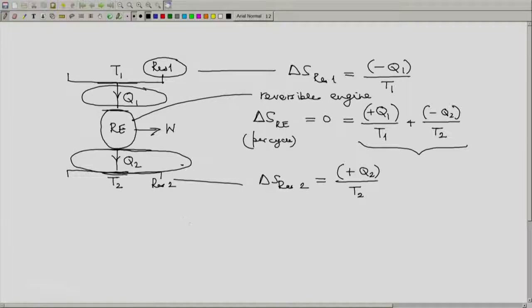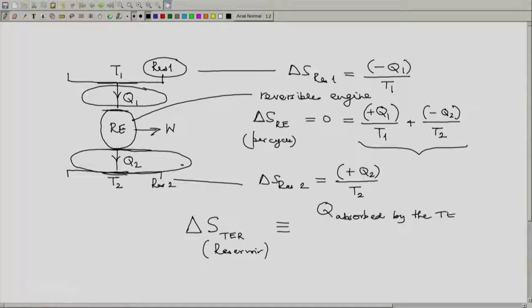Generalizing this, we should note this general case that delta S of a TER, or a thermal energy reservoir, will be useful to define as the heat absorbed by the thermal energy reservoir divided by the temperature of the thermal energy reservoir. This is something to be noted and it will be useful during problem solving sessions.